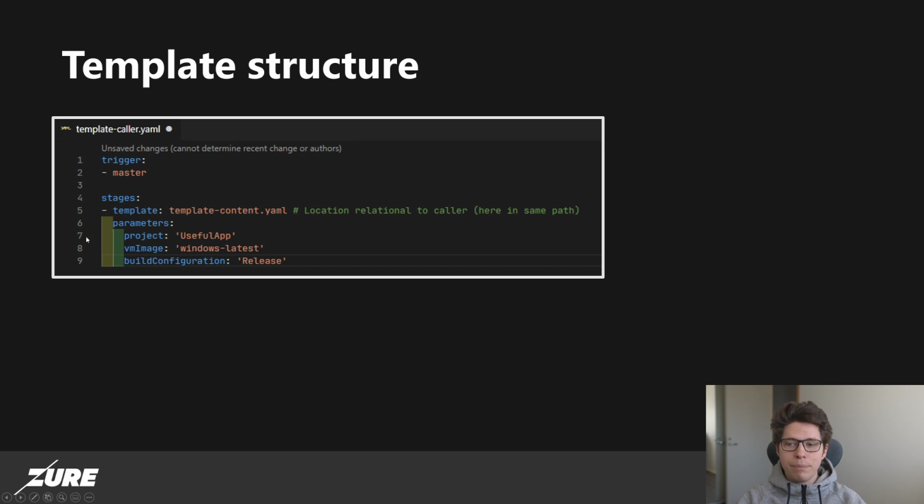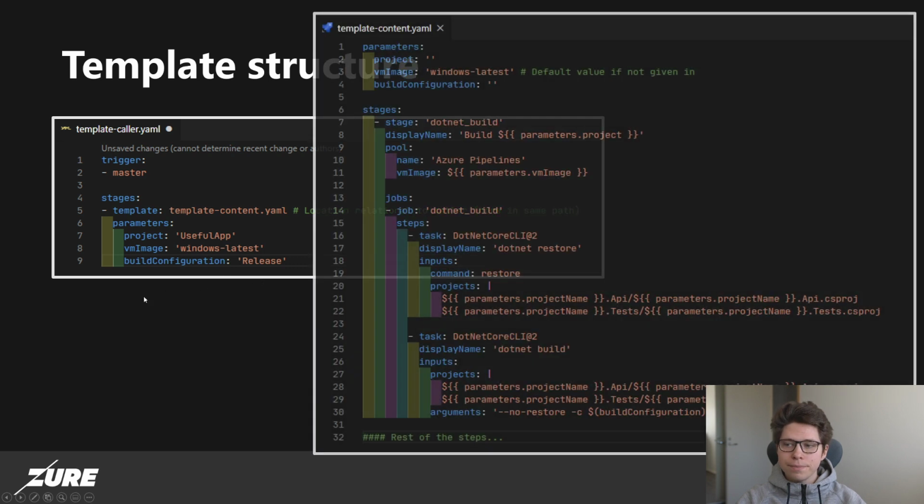And then we just give in some parameters here to that template: a project name, a VM image, build configuration. This can be whatever you want, whatever you need to do. Then the content of the template itself, we take in the parameters, we can specify default values for them, and then we have a stage here which uses those parameters in this display name, for example. The rest of this is just a normal .NET build. Nothing really special there.